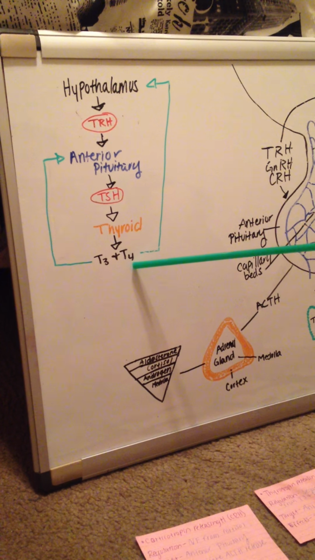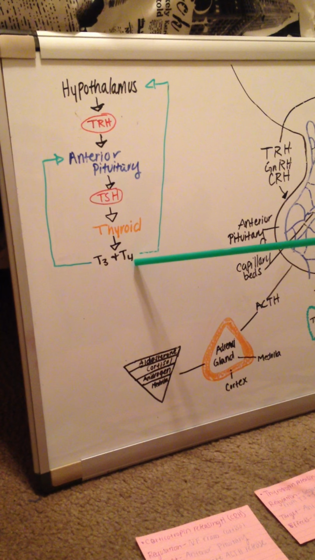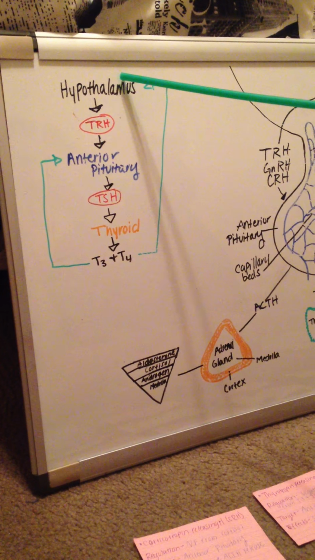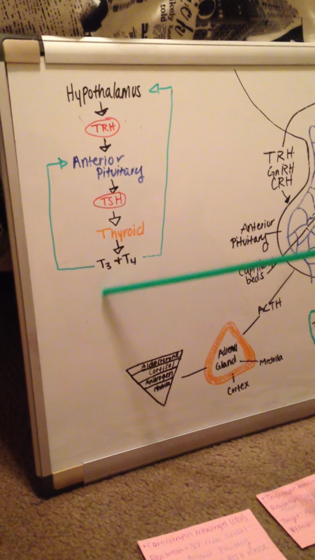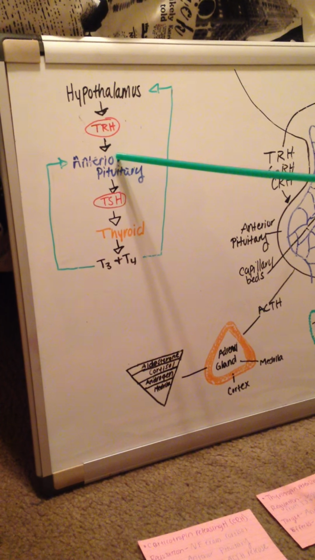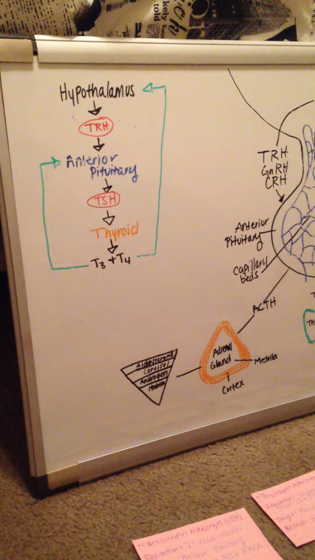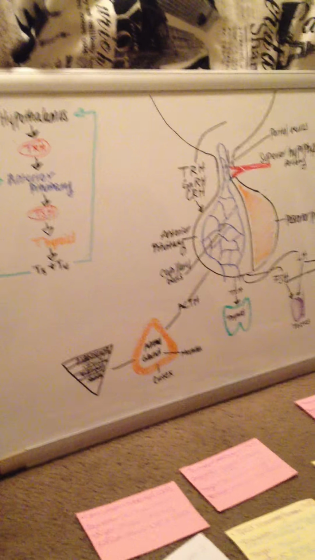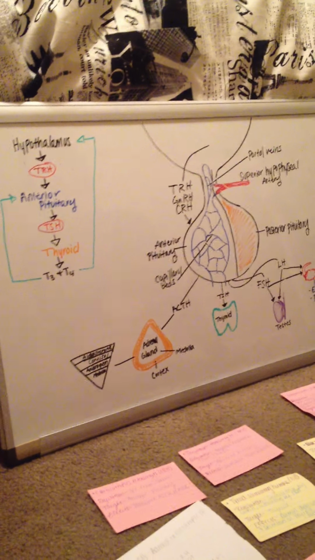But if it's too high, it sends the message to the anterior pituitary so it can make less. And that is the hypophyseal portal system.